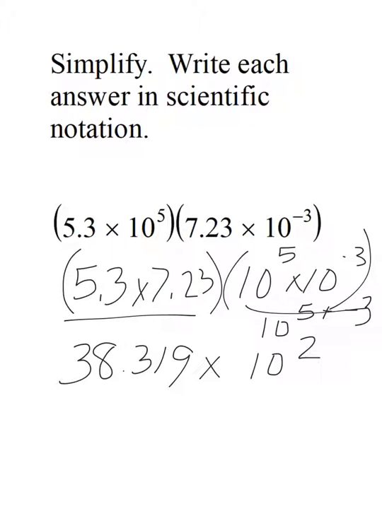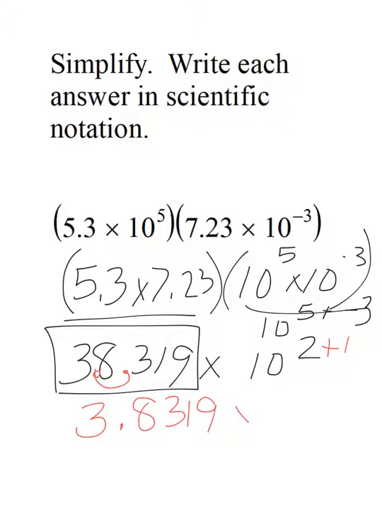But the directions say write the answer in scientific notation, and right now it's not because my base is too large. The base cannot be a number that is 10 or greater. So I have to think, where would I move the decimal? Instead of here, I would want to move it right there between the 3 and the 8. So what I'm doing by moving that decimal is I'm taking a power of 10 away. So if I take it away in the base, I need to go ahead and add it into the exponent so that the answer stays the same. So now it is 3.8319 times 10 to the 3rd.